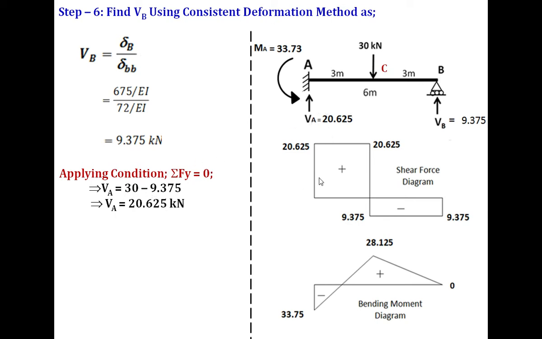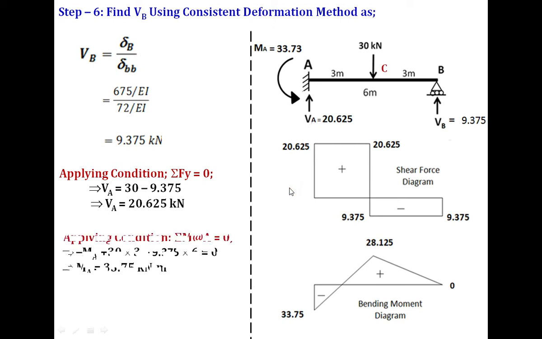From this reaction we can easily draw the shear force diagram. 20.625 upward, that is this, then there is no load, so constant, then it goes down by 30, it will become minus 9.375, then constant because there is no load here, then 9.375 up from here will make it 0. So this is the shear force diagram.